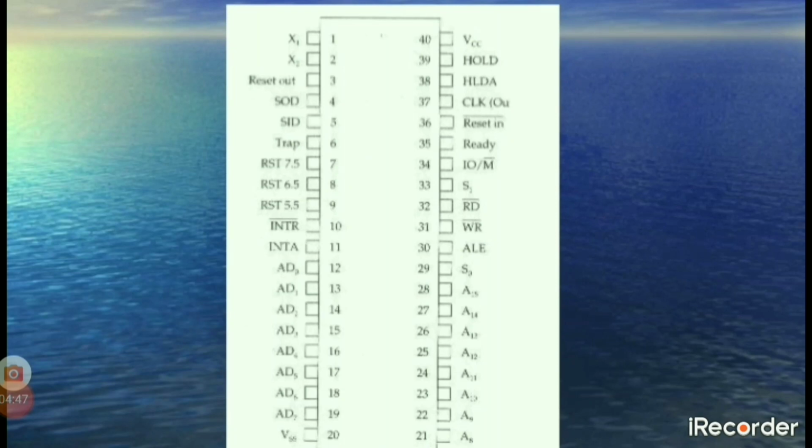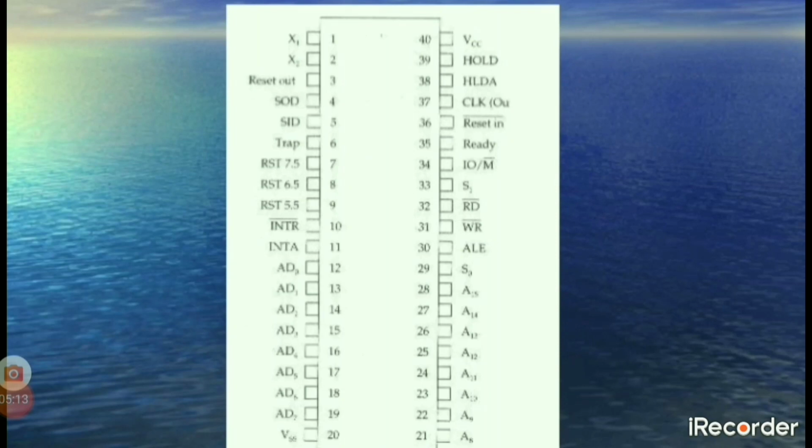Now moving to the 10th pin, INTR. Interrupt request, it is a normal interrupt. If a processor is doing its work and a key is pressed on a keyboard, then the processor will stop its work and serve the key which is being pressed as an interrupt, then it will clear the request and start its main operation again.